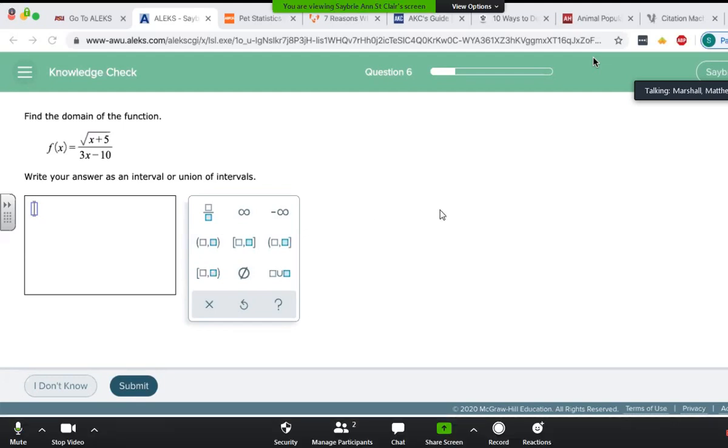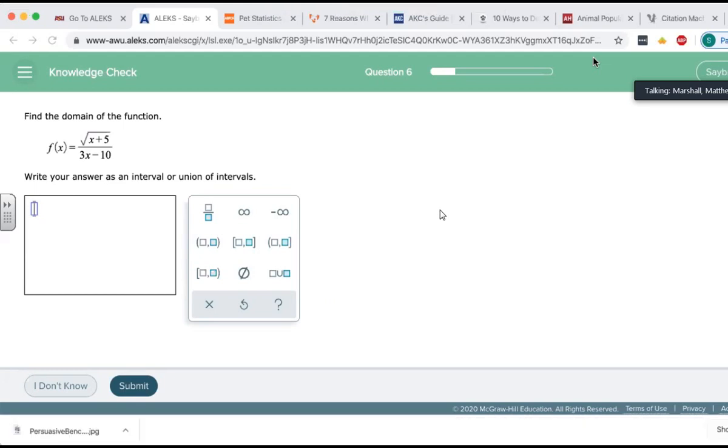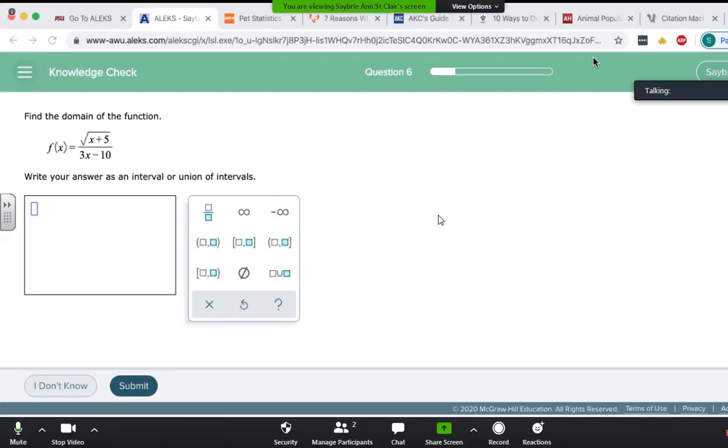So let me construct that number line there. -5 can't be -5, and it can't be 10/3. Those are the bad numbers. So all the other numbers: negative infinity, negative 5, and then union 10/3 to infinity. That's what I'm thinking. Is that what you had shown?